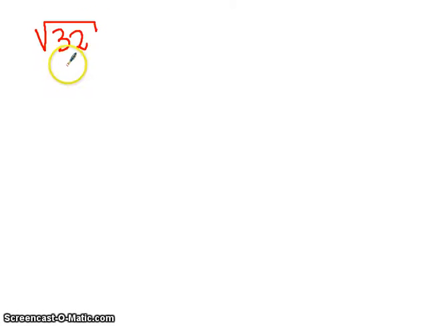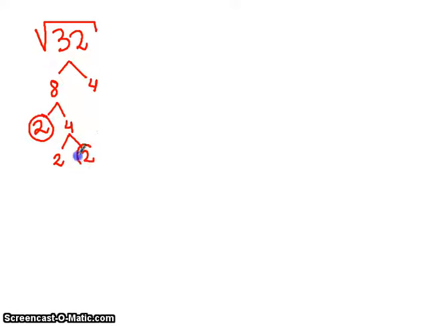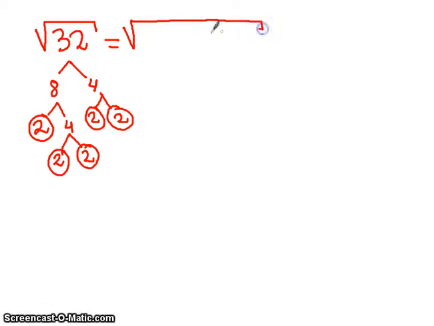Let's break down 32. 32 is 8 times 4. Good. 8 is 2 times 4. 2 is prime. 4 is 2 times 2. Prime, prime. And 4 is 2 times 2. So how many 2's do we have? 1, 2, 3, 4, 5 2's. I am going to write the expanded form. This is 2 times 2 times 2, 5 times.